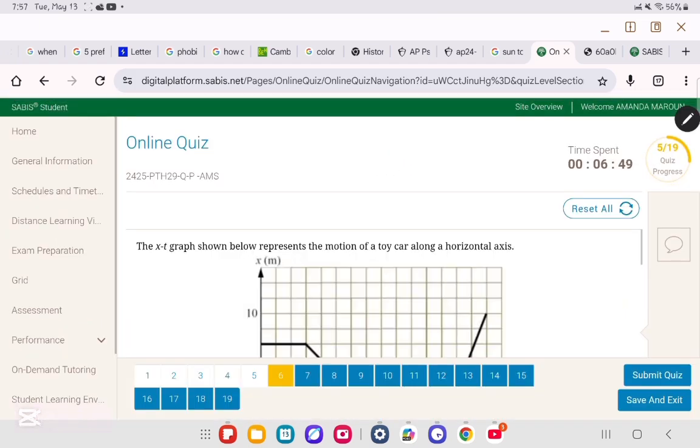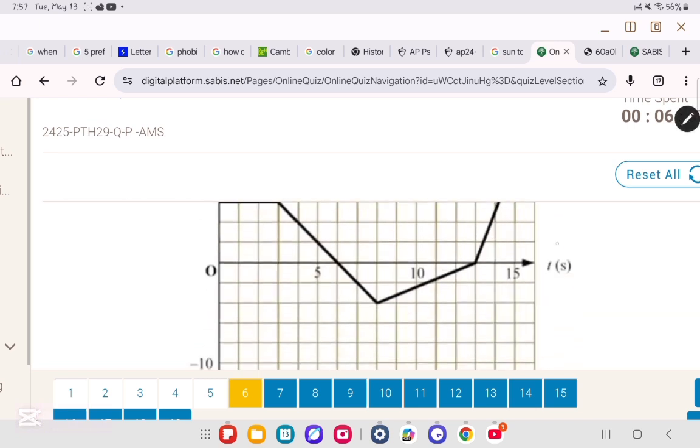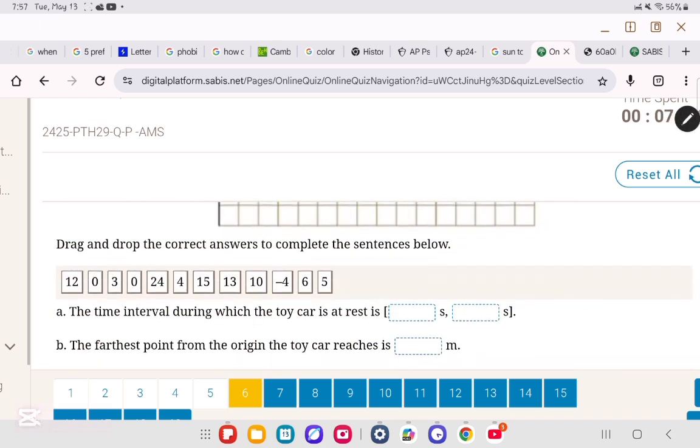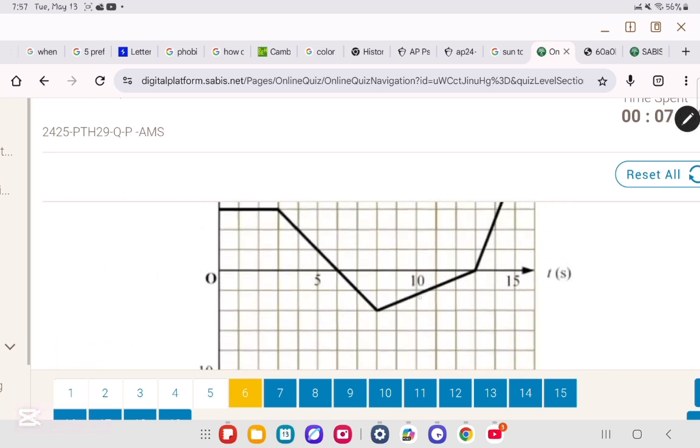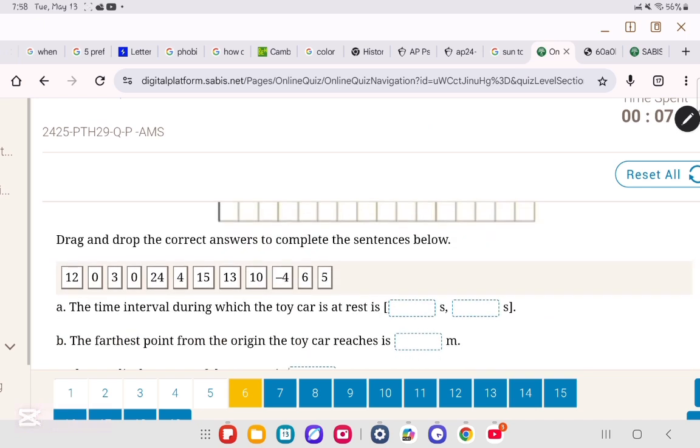Move on to question number 6. In question number 6, it says, the distance time graph shown below represents the motion of a toy car along a horizontal axis. Okay, they want the time interval during which the toy car is at rest. If the toy car is at rest, that means what? That means it's not moving. That means it has a fixed distance or a fixed position. Which is the only place that has a fixed distance or a fixed position? It is this place over here, which is what? From 0 seconds to 3 seconds. So, as you can see, the time of the rest was from 0 seconds to 3 seconds.